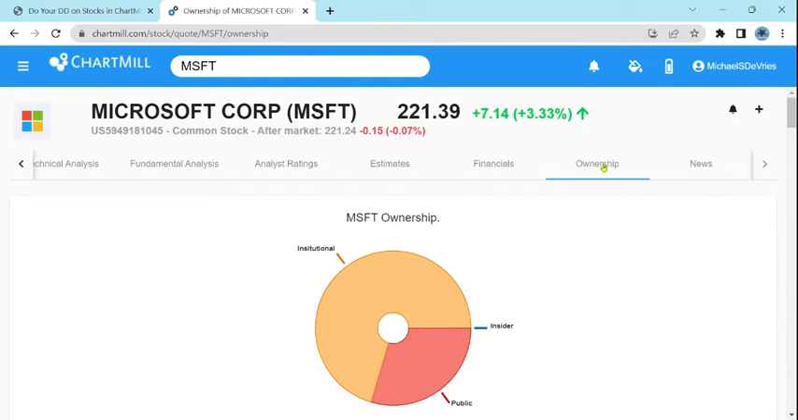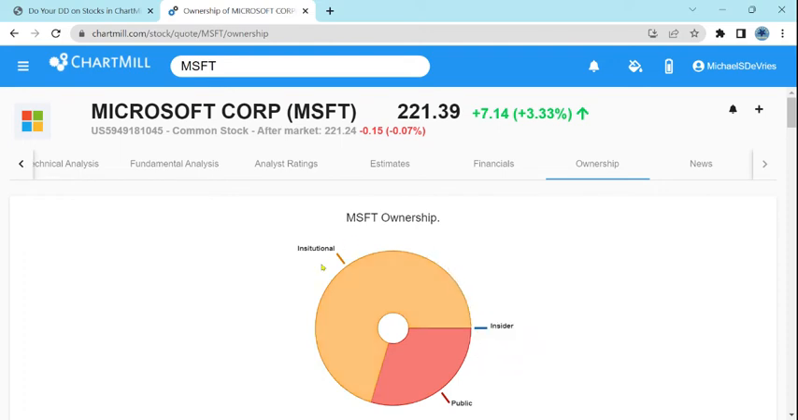Okay, let's look at our data that's available for our due diligence on a stock in the Ownership tab in ChartMill. So if we click on the Ownership tab in ChartMill, we see this nice pie chart with a quick breakdown as to who are the primary owners of the stock in the company in question. In this case, for Microsoft in November of 2022, we see a vast majority of ownership is institutional. So 70% institutional, a little under 30% is public, and a very small insider ownership.